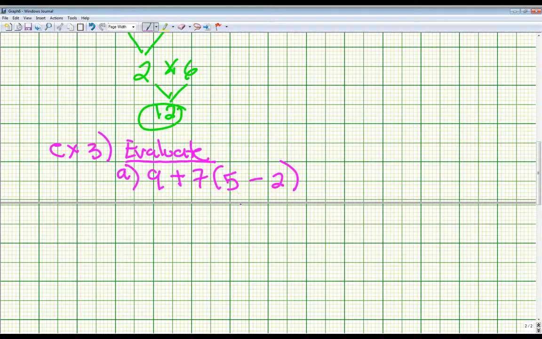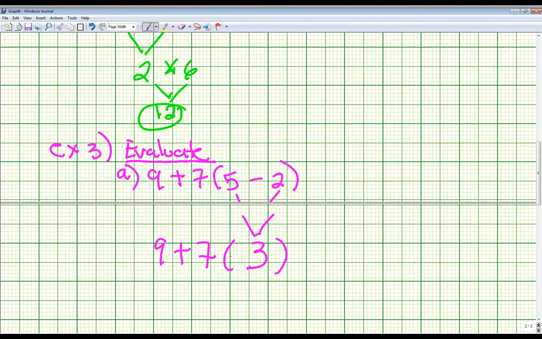So we do have parentheses, so we're actually going to start here on this one. 5 take away 2 would give us 3. Now going back to here and reviewing what we have, we have 9 plus 7, and this was in parentheses, so I'm going to keep them around the 3.